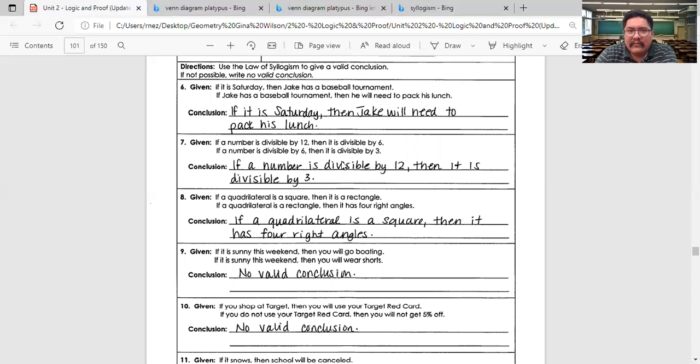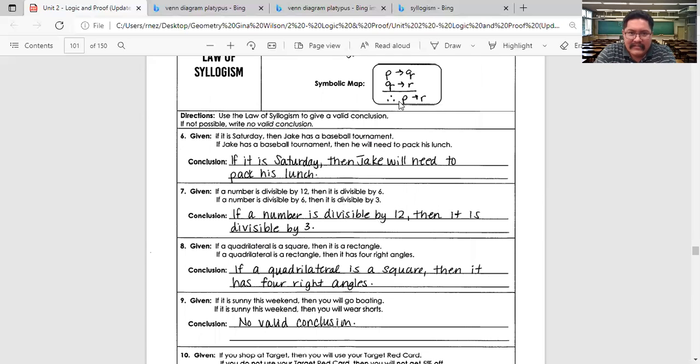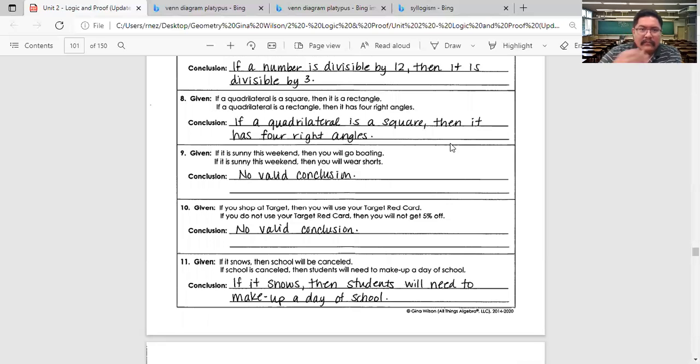Now with these ones here, I know sometimes I say, well, you should ask yourself, does that make sense? But in this case here, I know someone might say something like with this baseball example, well, what if it's a Saturday where there is no tournament? But again, you're following this chart, this symbolic map right here. That's what you're following.